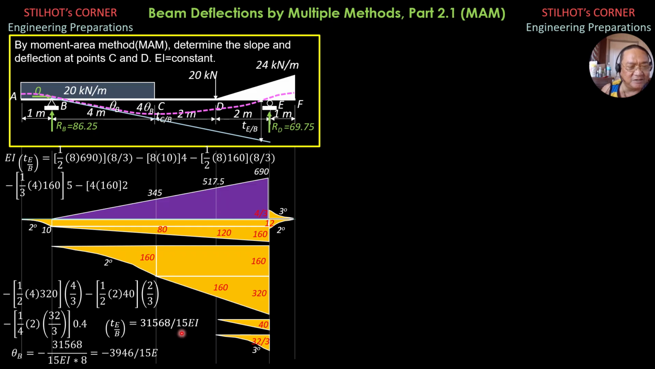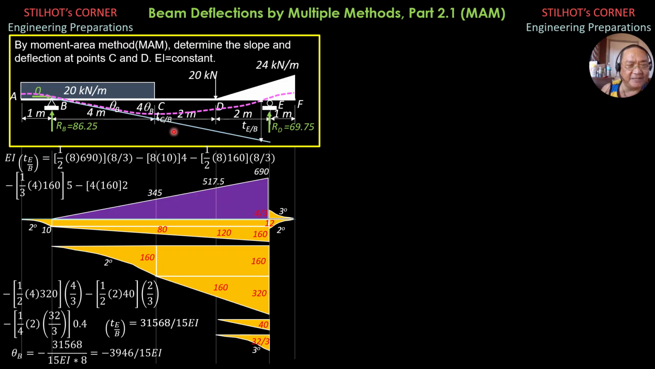Remember, the tangent of the slope is also the slope because the slope of the tangents for beam deflections is very small. So they are practically equal. So negative 3946 over 15 EI, that's theta B. From the figure, delta C is downward, so it is negative. Negative of 4 times the absolute value of theta B minus the deviation of C relative to B.